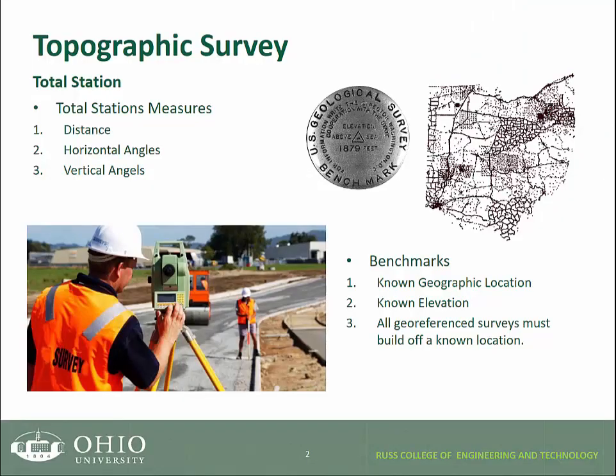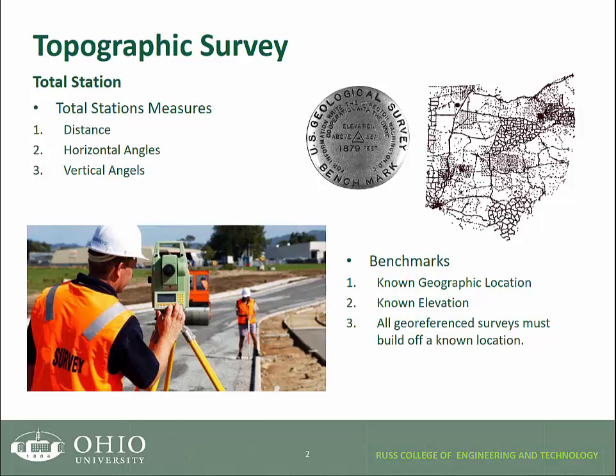Have you ever seen a survey crew while driving down the road? The guy in the foreground has a device called a total station. The guy in the background holds a prism pole over a point. The total station sights in the prism pole to measure distance, horizontal angle, and vertical angle. In order for the survey to be georeferenced, the total station must be set up over a point of known geographic location.